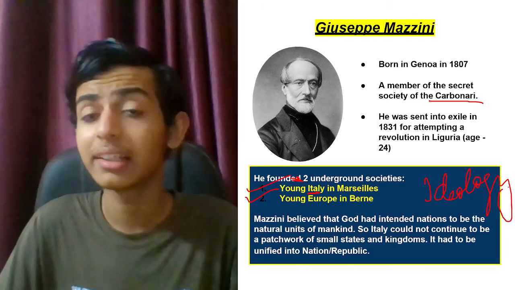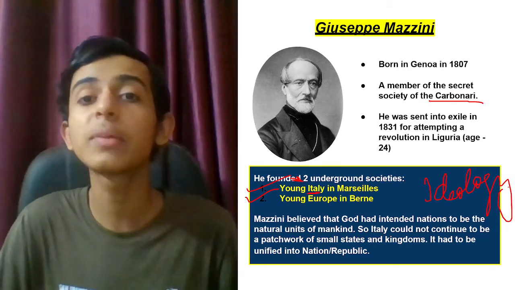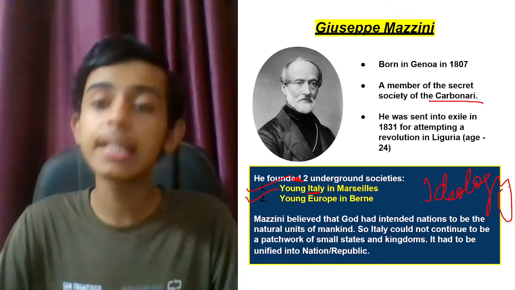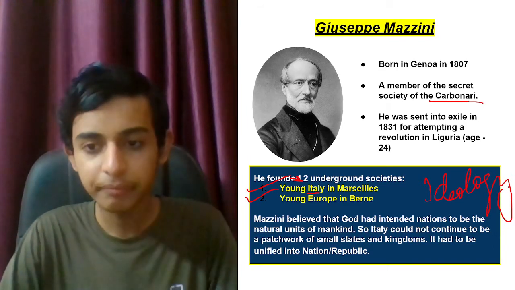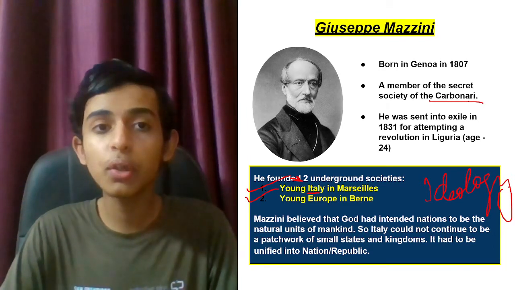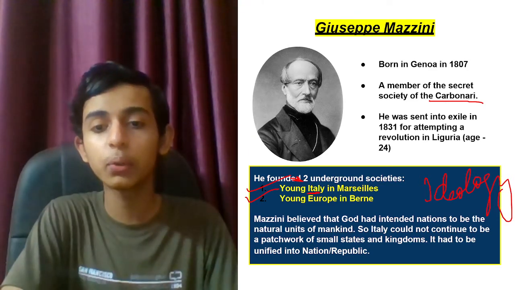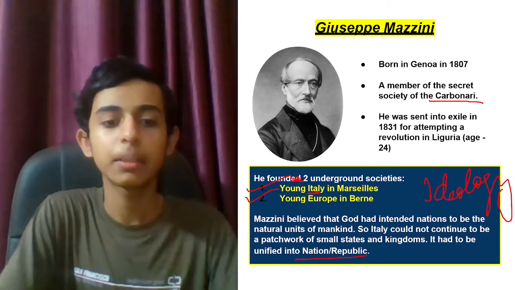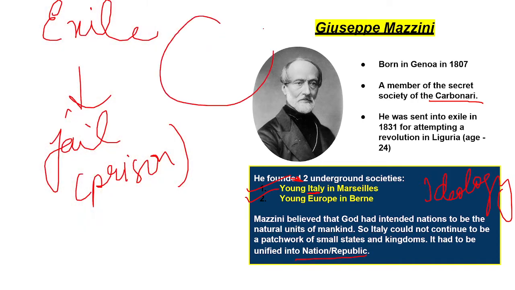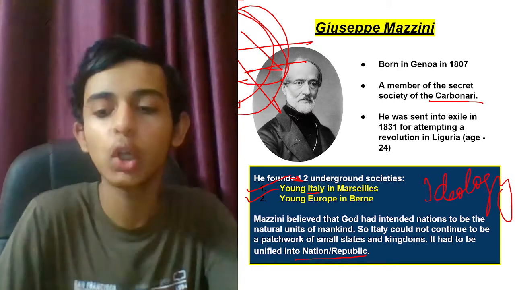In the later portion, when you study the making of Italy, you will study that Italy was divided into seven different kinds of states with different cultures and different traditions. So there could not be a sense of collective identity. It had to be unified into a nation. It could not be a patchwork of small nations. Suppose this is your Italy and it is divided into so many states. No, it had to unify together to form one common nation.